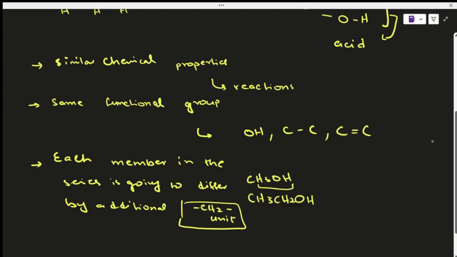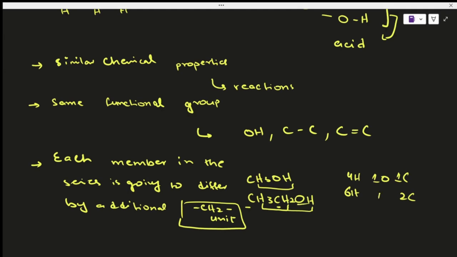Here you see you have 4 hydrogens, 1 O and 1 carbon. In this one, you have 6 hydrogens, 2 carbons, and 1 oxygen. So what's the difference? The difference is 2 hydrogens and 1 carbon, which are added. So that's what it is all about. Every member of the series differs by an additional CH2 unit. So these are 3 points.